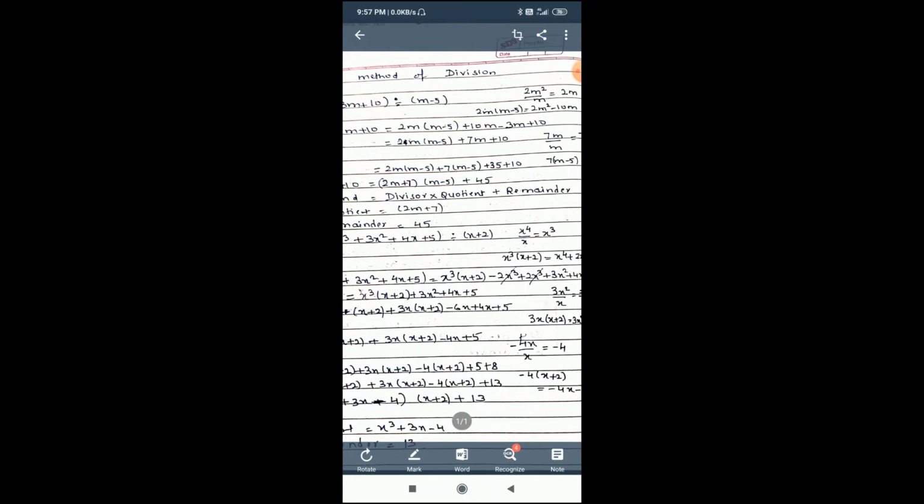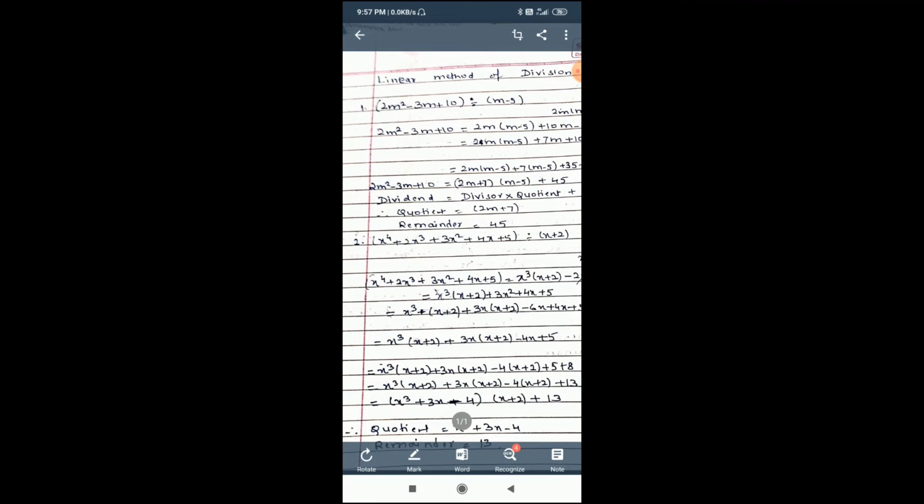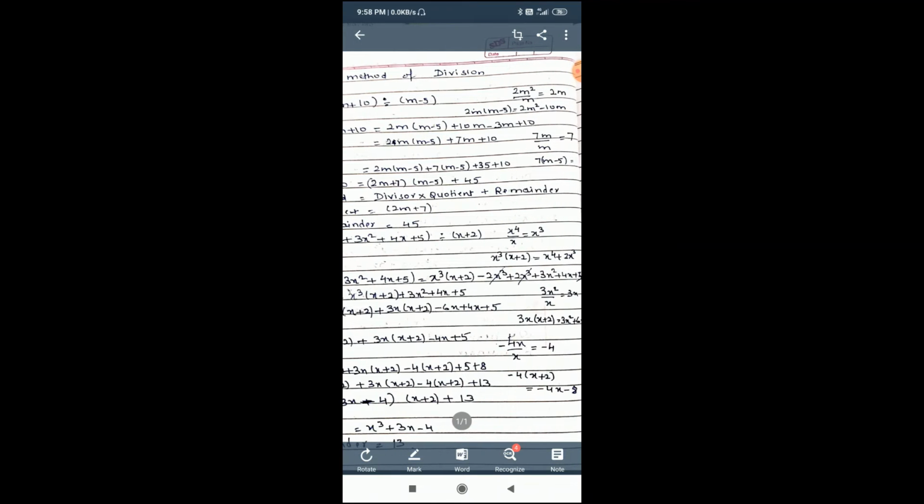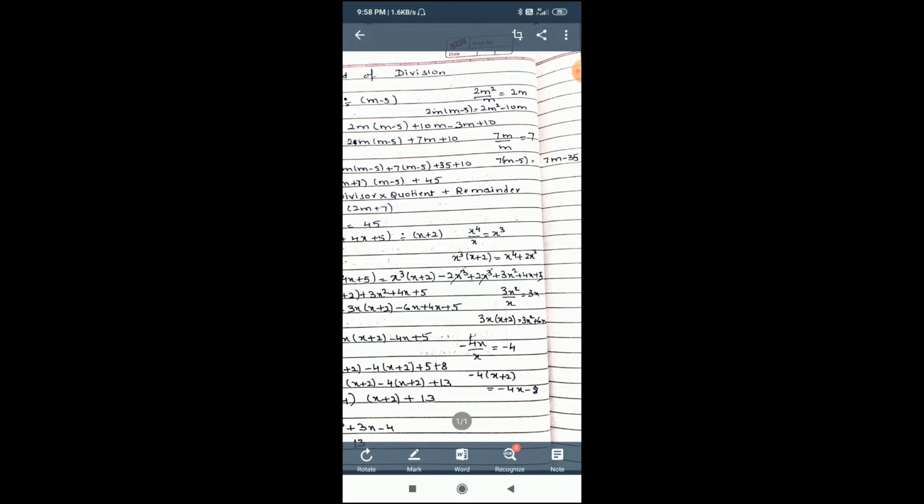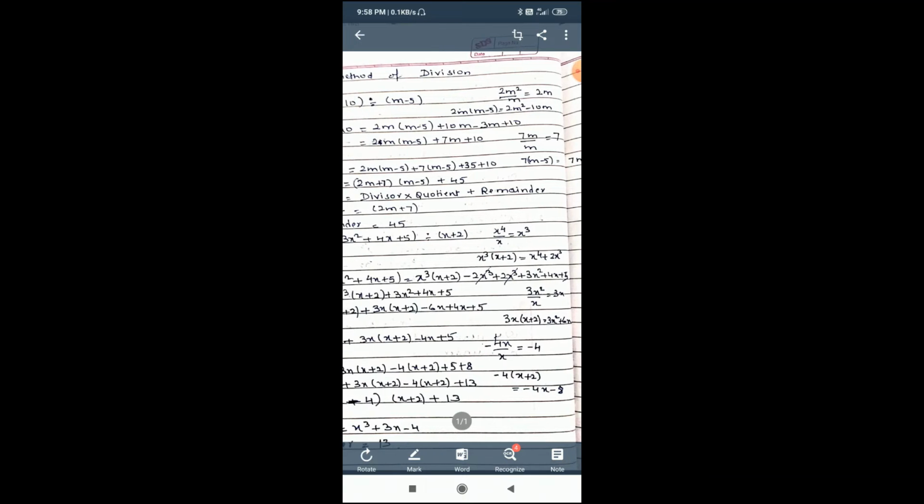Now, see the second sum. In the second sum here we are dividing x raised to power 4 plus 2x cube plus 3x square plus 4x plus 5 by x plus 2. Now, here the first term of the dividend is x raised to power 4, first term of the divisor is x. So, x raised to power 4 divided by x is equal to x cube. So, x cube into divisor x plus 2, this is equal to x raised to power 4 plus 2x cube. So, now here the second term is plus 2x cube. Opposite of plus 2x cube is minus 2x cube.